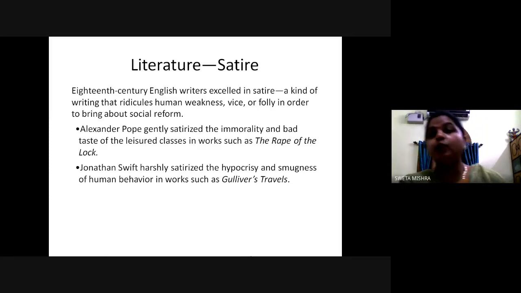Another writer who used satire was Jonathan Swift. So what did he satirize? He satirized the hypocrisy and smugness of human behavior. You know, people were becoming hypocrites, and that's the reason for the downfall of a society. So Jonathan Swift satirized the hypocrisy. The best known work was Gulliver's Travels. These two important works are really very, very important. Please keep that in mind.